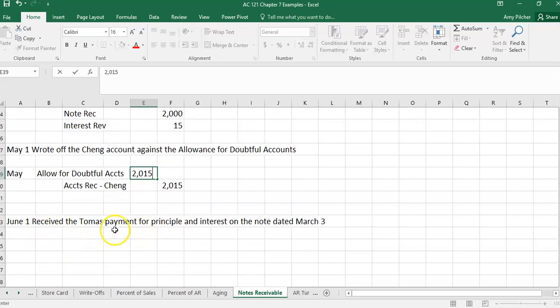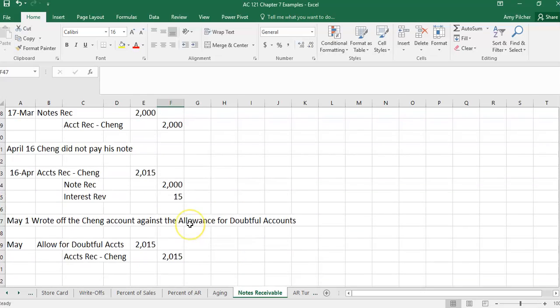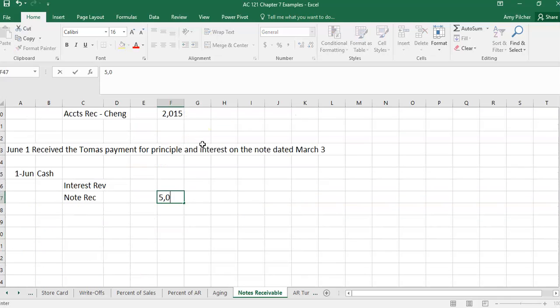On June 1st, we received the payment for that Thomas note. So we received cash. We're going to have interest revenue, and we're going to remove that note receivable from our books. So that note was for $5,000. It was a 10% 90-day note. The interest revenue is $5,000 times 10% times 90 days, or $125. So we receive cash of $5,125.